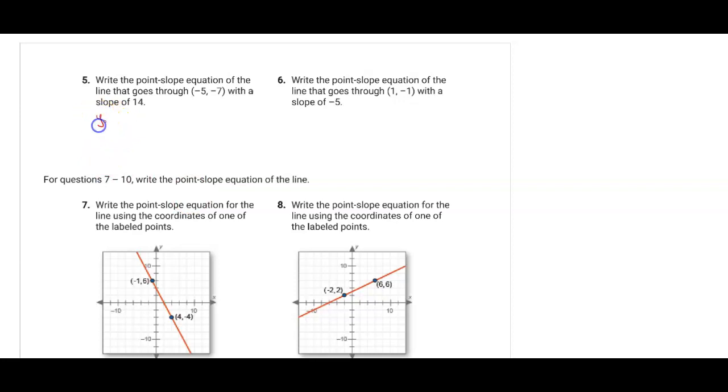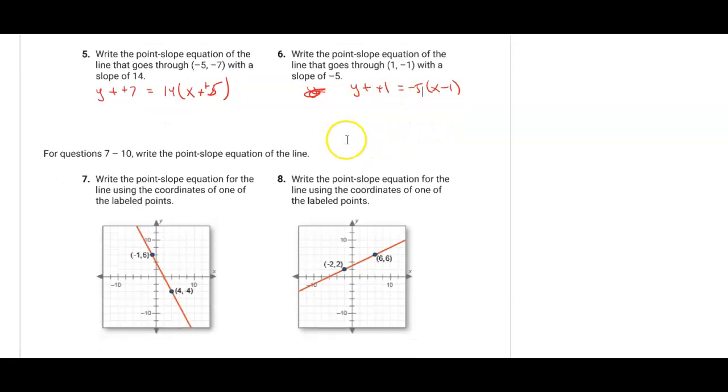So, y minus negative 7, we're going to make that plus positive, equals 14 times x minus negative 5. And remember, since it's subtracting a negative, we have to make it plus positive. Okay? And the last one here, y minus negative 1 equals negative 5 times x minus 1. So make that plus positive, and you're good.